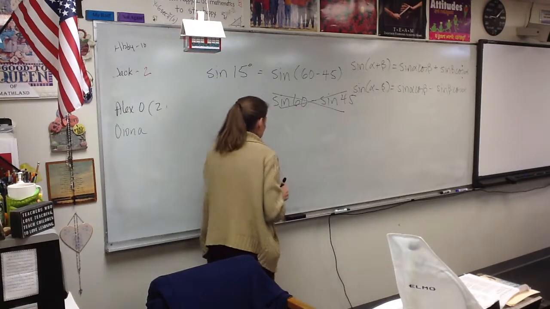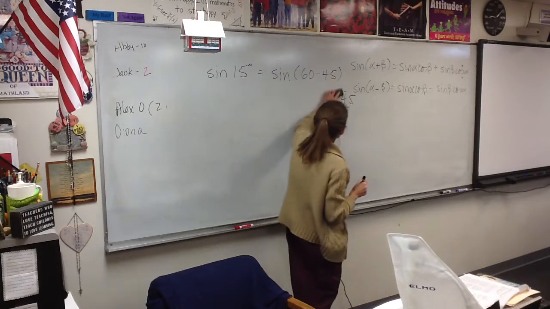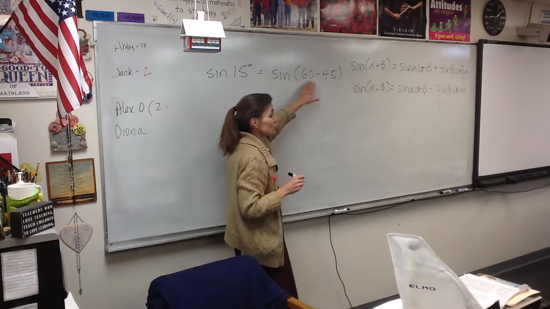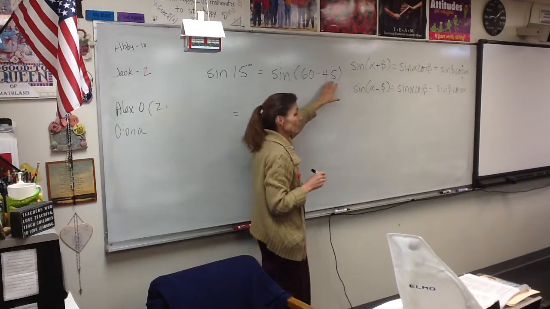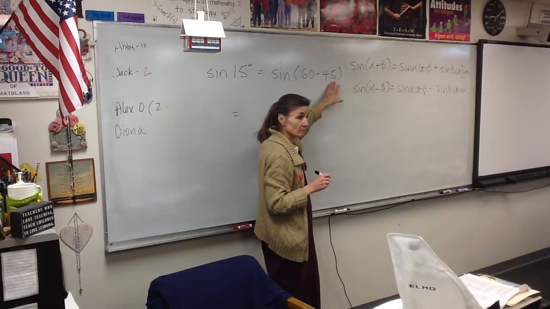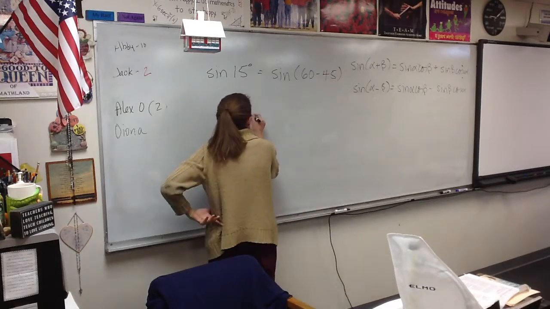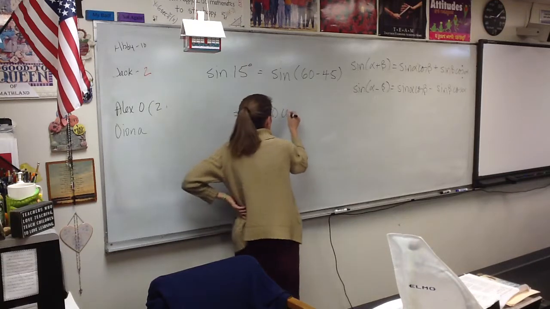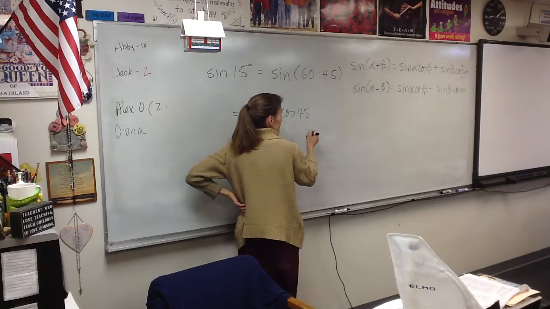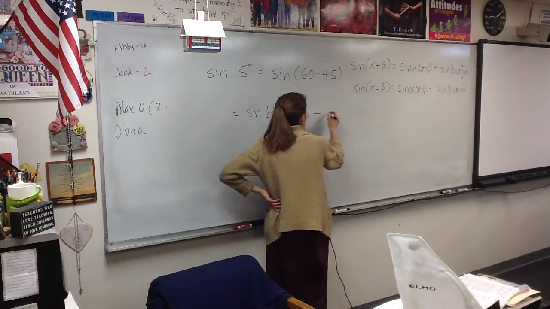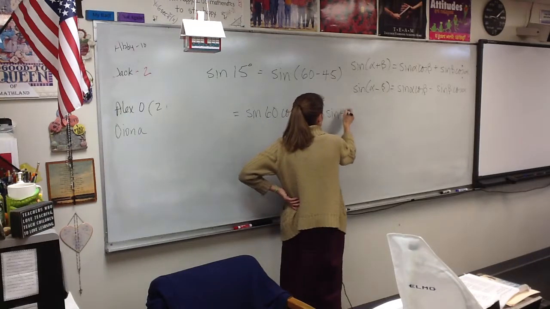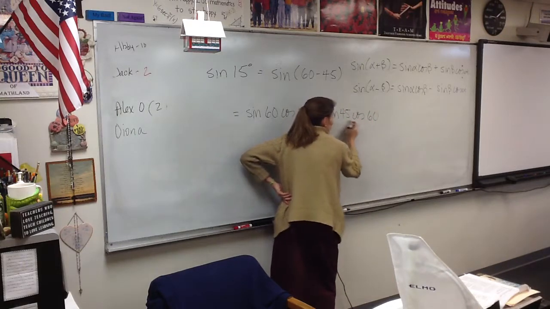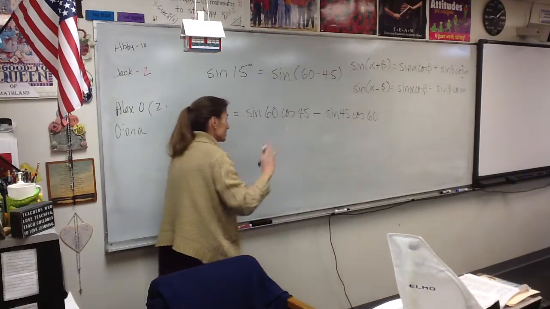Now, what does that mean in terms of this problem? Well, this is your alpha, and this is your beta, right? So we'll take the sine of the first, cosine of the second, minus sine of the second, cosine of the first. And you can do these two in either order. Sometimes I say sine, cosine, sometimes cosine, sine.